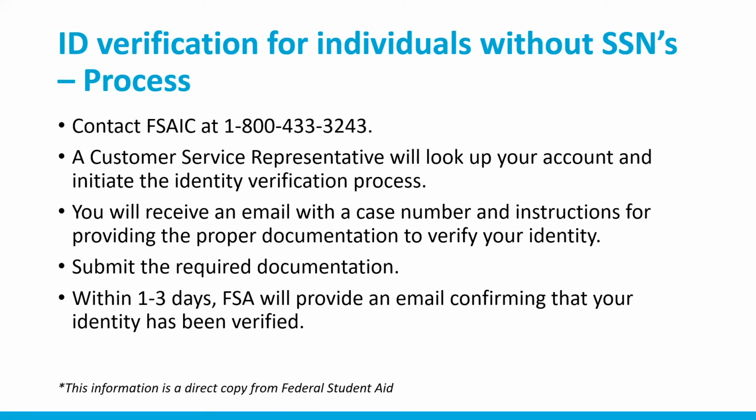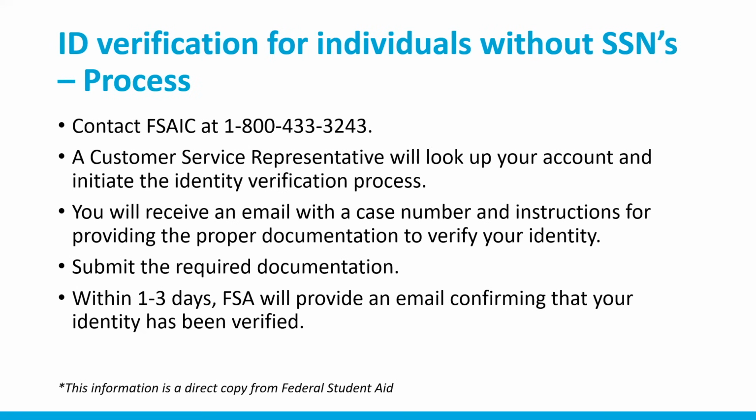To initiate this process, contact the Federal Student Aid Information Center at 1-800-433-3243, where a customer service representative will assist you. They'll locate your account and start the identity verification process. You'll receive an email along with a case number, followed by instructions on how to provide the necessary documentation to verify your identity.